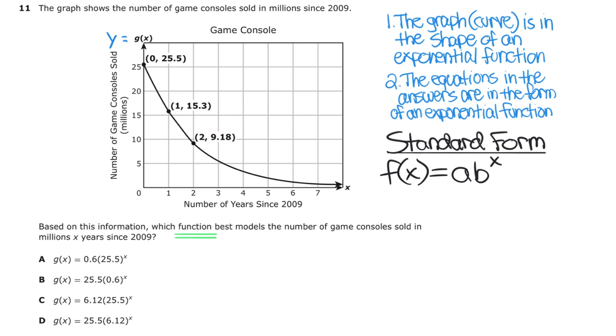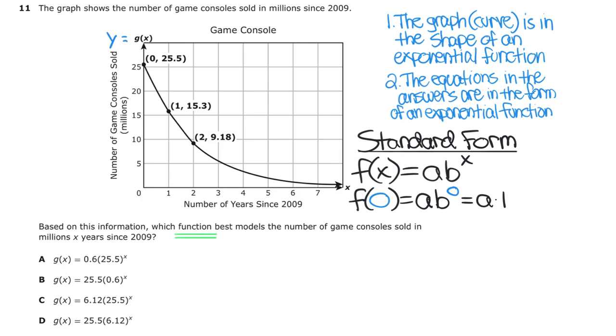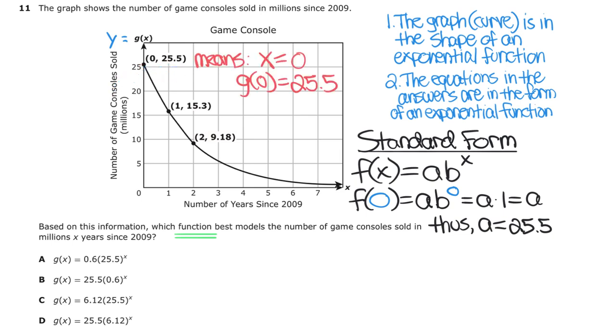Watch what happens when we use x equals 0 and 1 with this equation. When x equals 0, we have a times b to the 0. b to the 0 is 1, so we have a times 1, which is equal to a. Aha! That means a is equal to 25.5. Do you see it? 0, 25.5 is a point on the graph. And that means when you replace x with 0 in the equation, then the answer, or the output, should be 25.5. That happens to be the case for answer choice B and answer choice D.